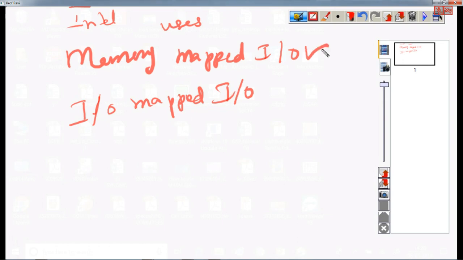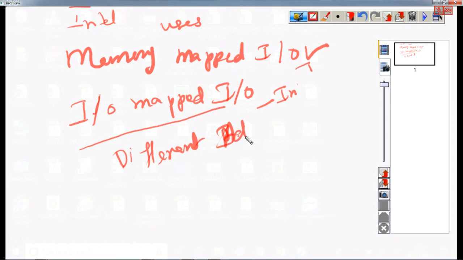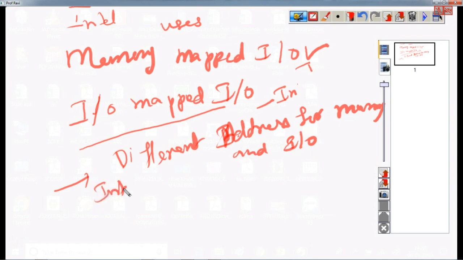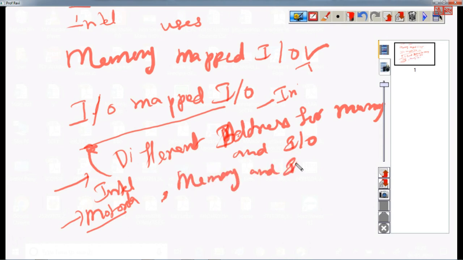Intel follows IO mapped IO. IO mapped IO means Intel gives different addresses for memory and IO. This is about Intel, which is called IO mapped IO. Other manufacturers like Motorola follow memory mapped IO. That means memory and IO both share the same address space.